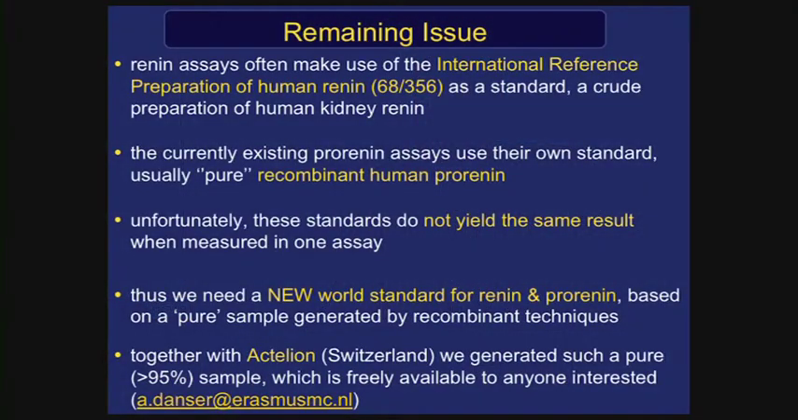Finally then, one remaining issue which I would like to raise, and we've heard already in Dr. Campbell's talk about this also. Renin assays often, if not always, make use of a standard which is going back a long, long time ago, and you heard about the units which actually rely on a certain response in vivo of this renin, and it has this number attached to it. So the international reference preparation of human renin is usually used as a standard, and in fact this is originally a crude preparation of human kidney renin.